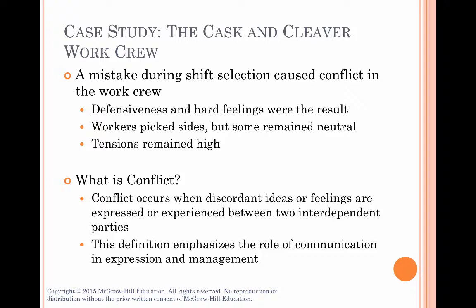Conflict occurs when discordant ideas or feelings are expressed or experienced between at least two interdependent parties. Because we are all different, we don't see things in exactly the same way as someone else. Remember, primary and secondary tensions are part of the group's evolution. Primary tensions usually subside as the group members become acquainted, but secondary tensions will naturally arise. It's all in understanding and managing it.